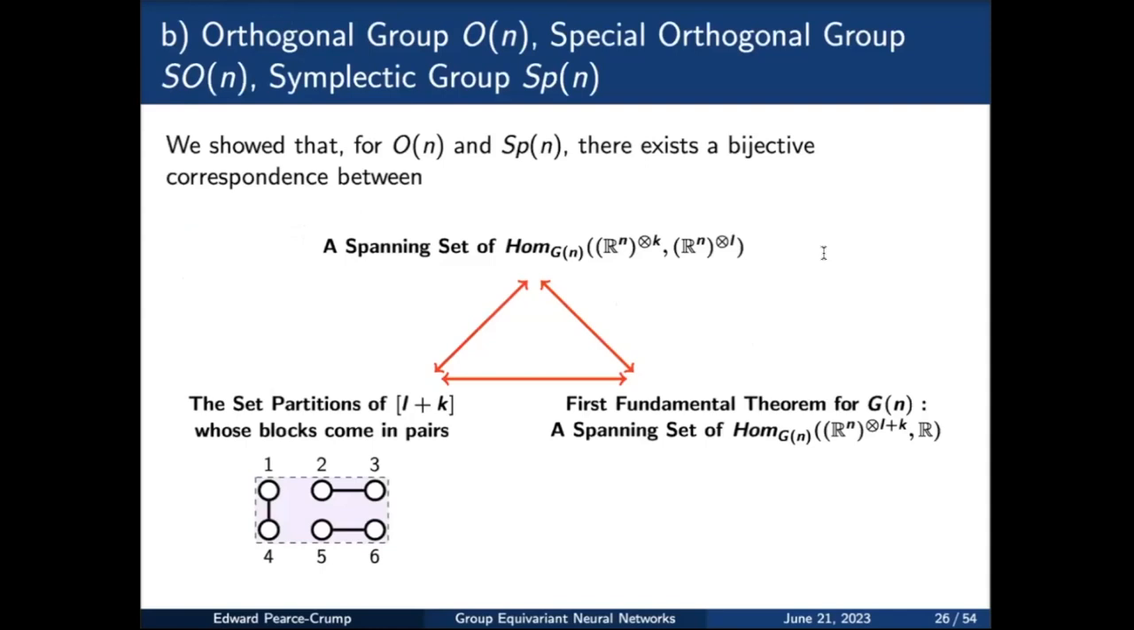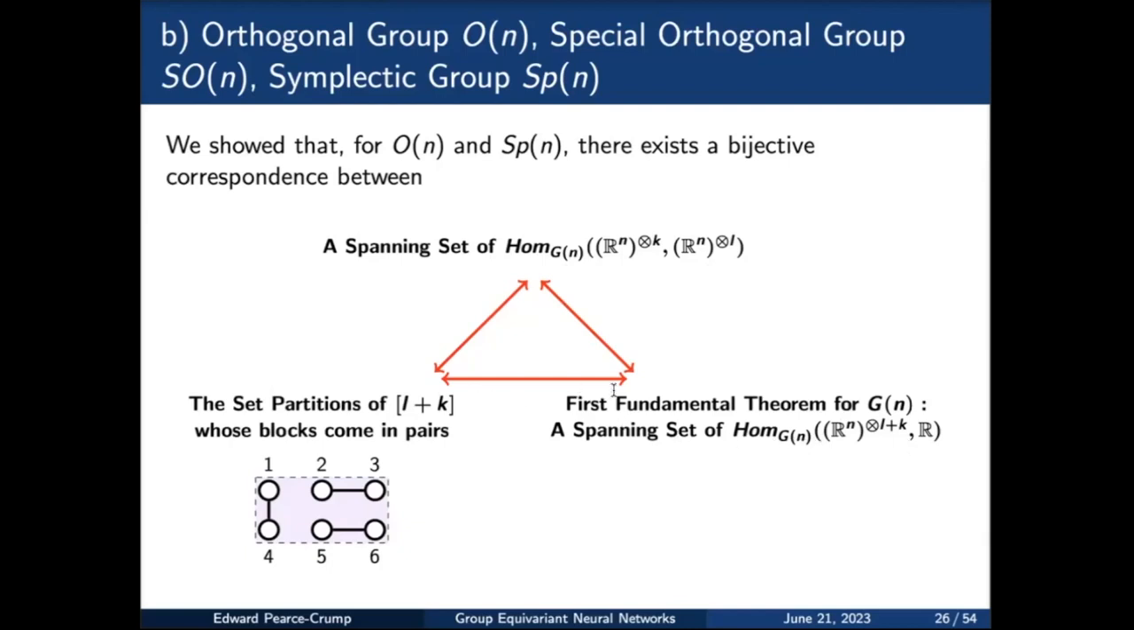And now here's the second one. Similar ideas, but very different in approach. So there are three groups here. Again we've got this linear layer, but instead of having a basis, we're now interested in finding a spanning set. This first arrow is about using an invariant argument, which I will show you, and something called the first fundamental theorem for the group, where effectively you're pulling the tensor across the corner.